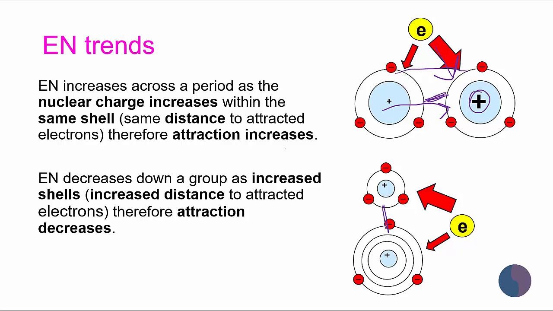Now, if these two are joined together and then we're going down a group here, this one has increased shells, and so the ability of this nucleus to attract the electron is far weaker, and so electronegativity decreases as you go down the group. And so we should expect top right hand corner is fluorine, which has the greatest electronegativity, and bottom left is cesium, which has very poor ability.